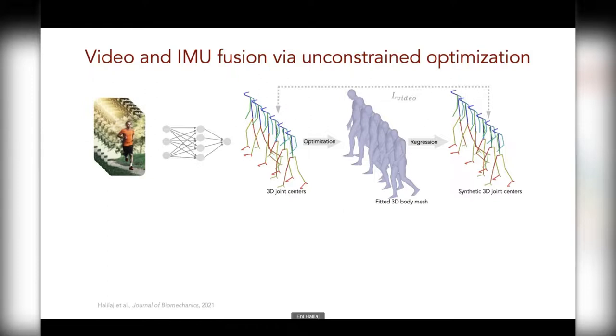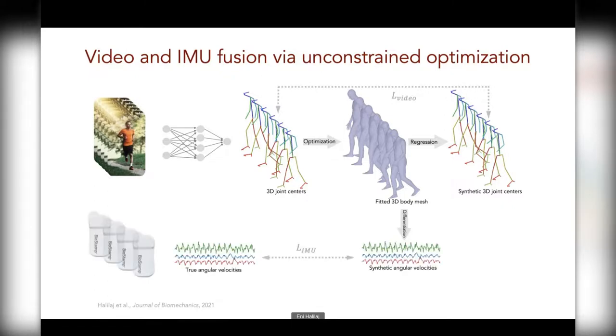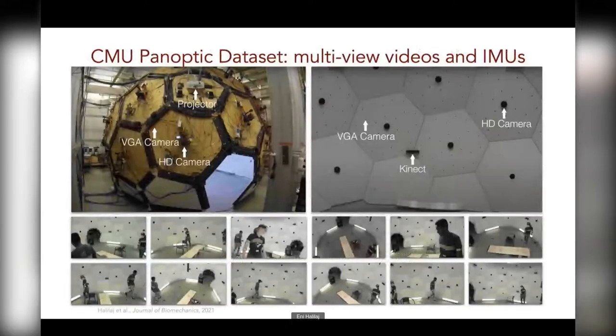Now, these methods are improving rapidly. They're even being used in the World Cup currently, but they're not accurate enough for many clinical applications, especially if we wanted to use a reduced number of cameras. So we wondered if we could use data from skin-worn IMUs to refine the solution, since videos usually suffer from occlusion, which IMUs can help correct, whereas IMUs suffer from drift, which the videos can help correct. So to do this, we added an additional term to the loss function that minimized the distance between the synthetic angular velocities from the mesh fitting and the true angular velocities from the body-worn IMUs.